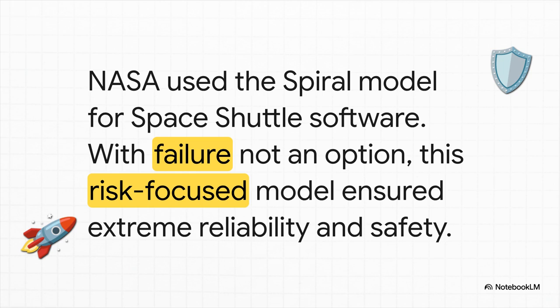When you are writing software for the space shuttle, failure is literally not an option. So for them, each spiral or loop in their process involved just intense risk analysis. What could possibly go wrong with a navigation system? What about life support? They would identify every risk they could imagine and then build the next piece of the software specifically to eliminate those risks.